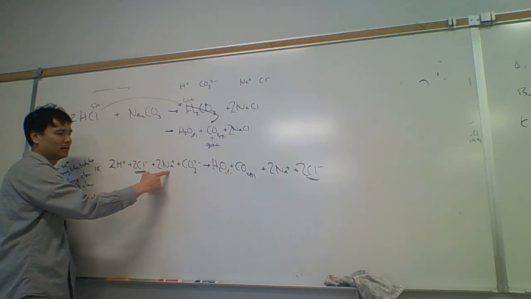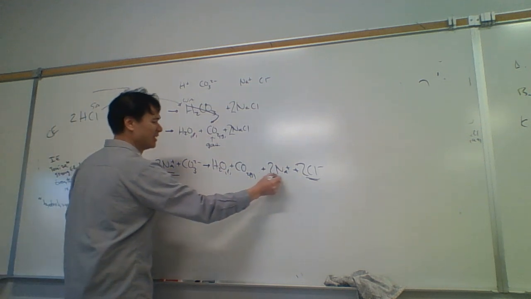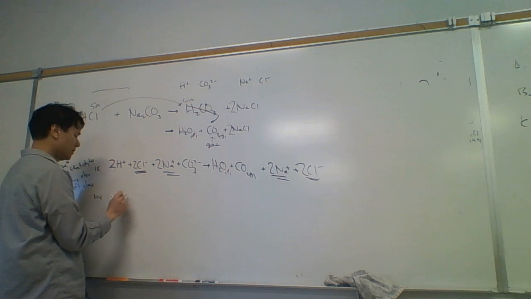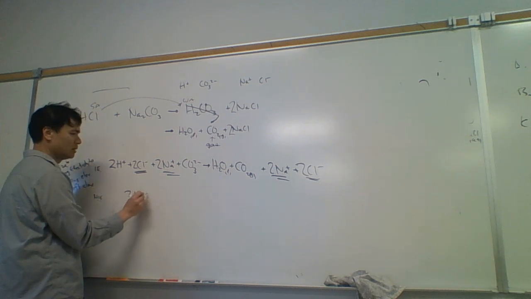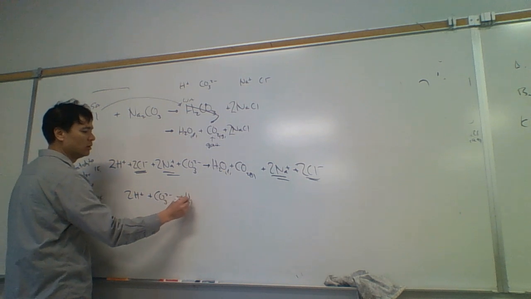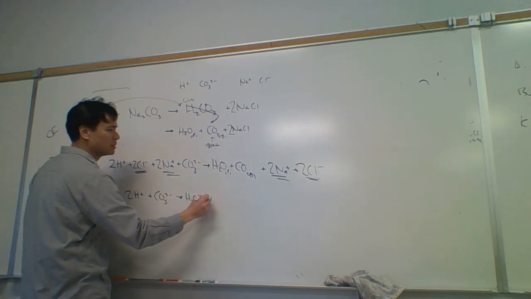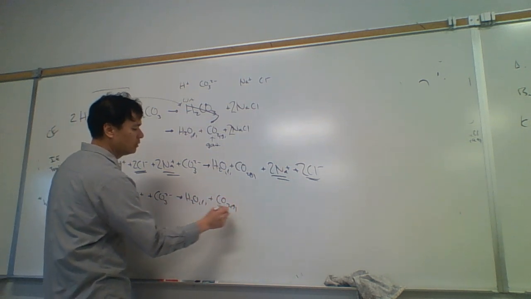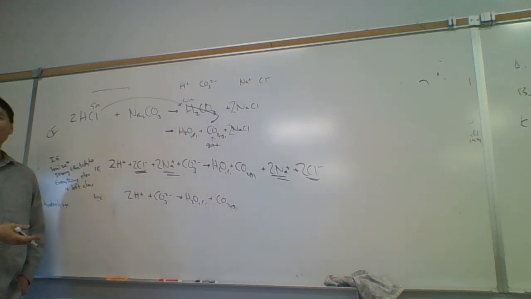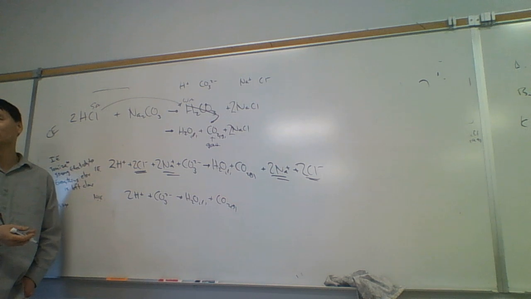Na plus? Spectator. Carbonate? Not a spectator. So the NIE is 2H plus plus carbonate yields H2O liquid plus CO2 gas. Now, I only write liquid, gas, solid. Aqueous I'm not going to write because it gets too repetitive, writing it over and over again.